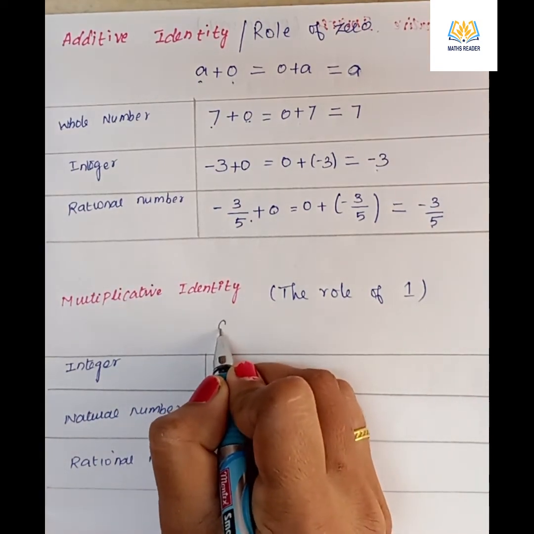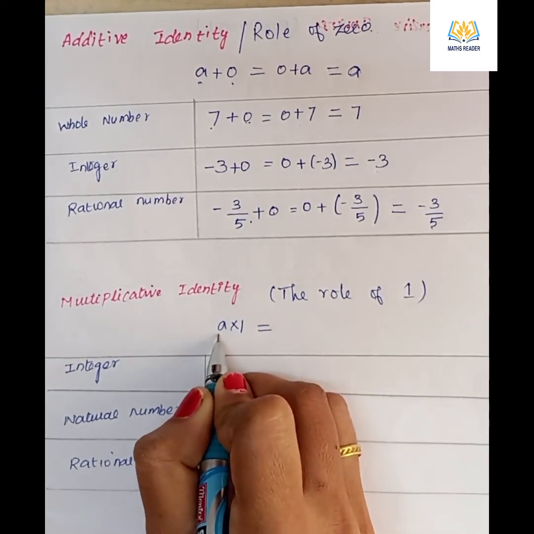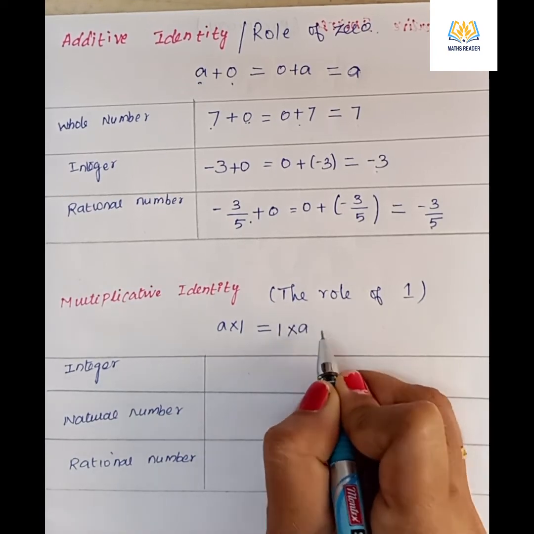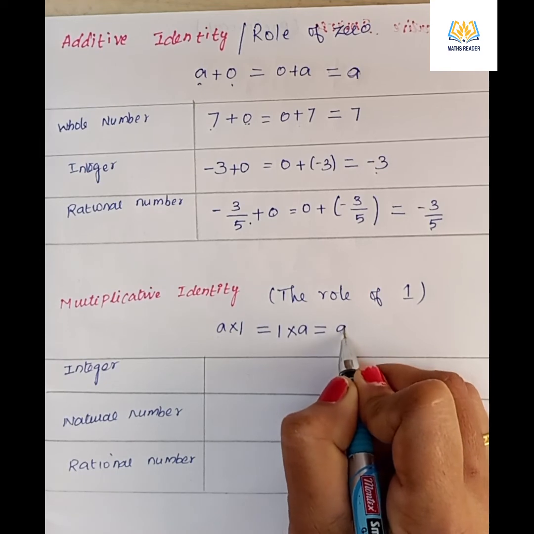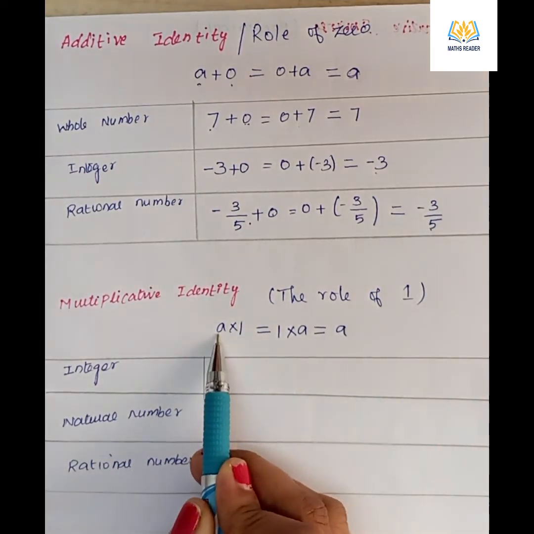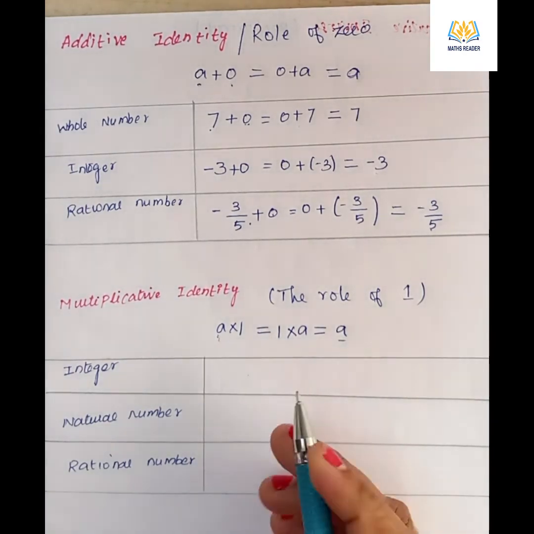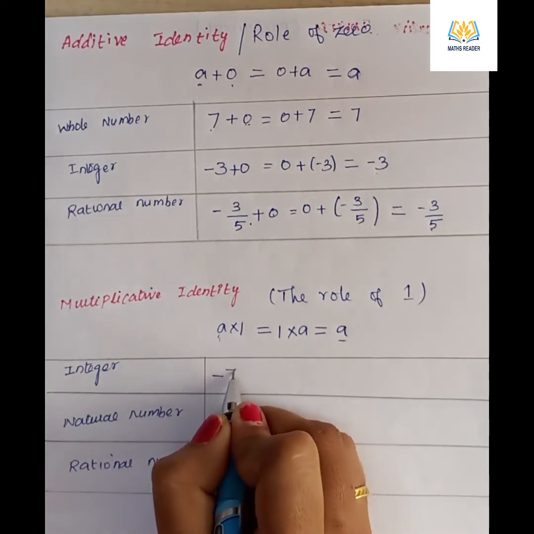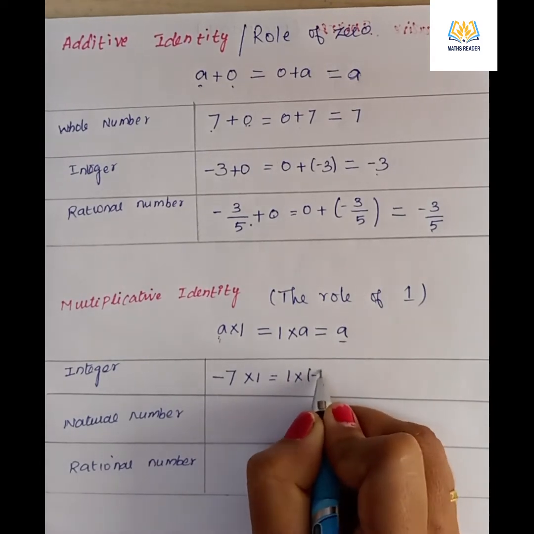We will write a into 1. That is, a can be any number, either integer or natural number, and 1 into a equals a. So when we multiply 1 with any number, we will get the answer as a. That is, it can be any number. So we will check for integer. Let us take a negative number for integer. Minus 7 into 1 equals 1 into minus 7.